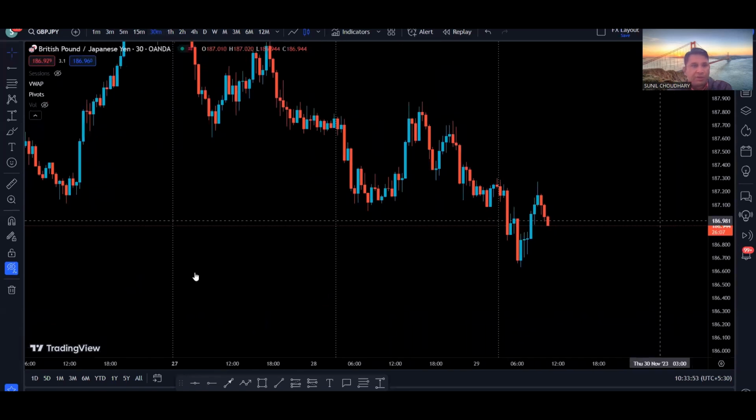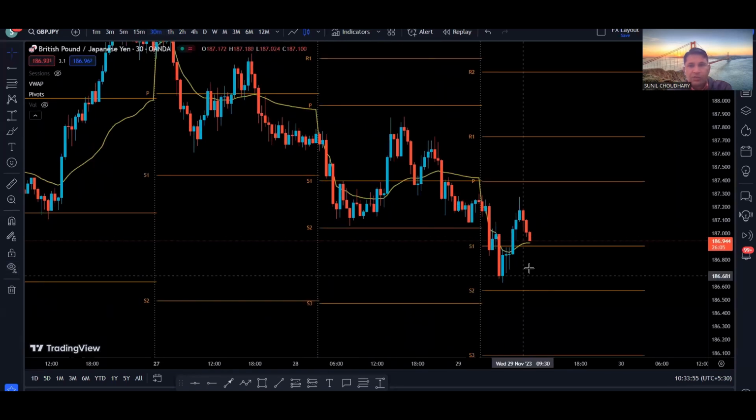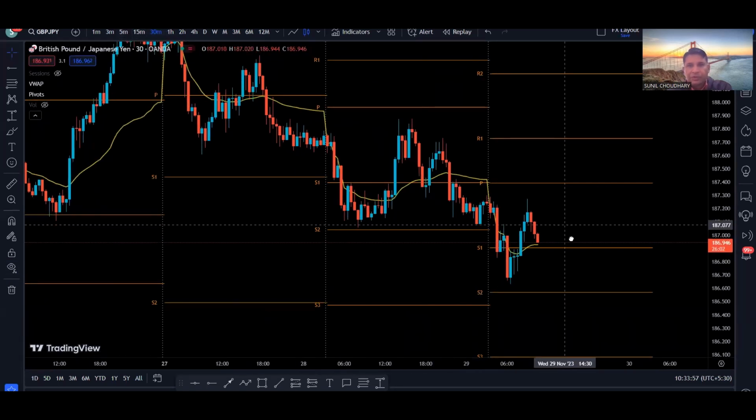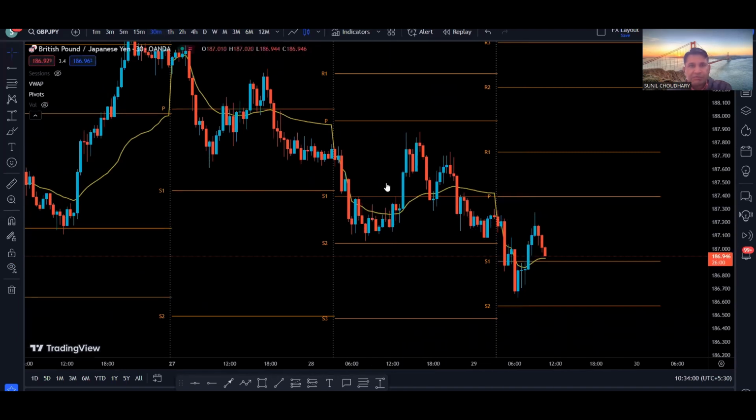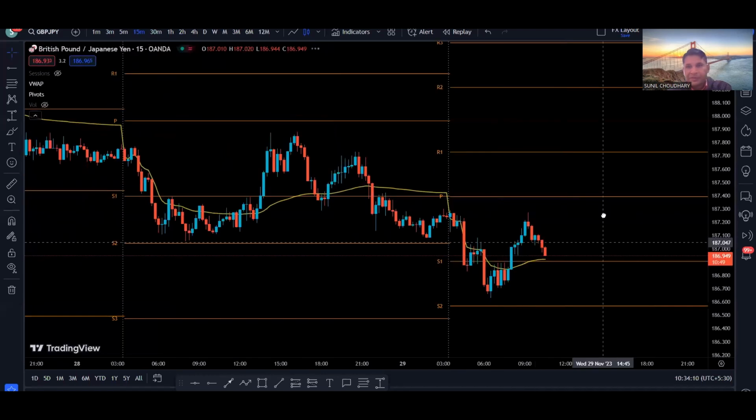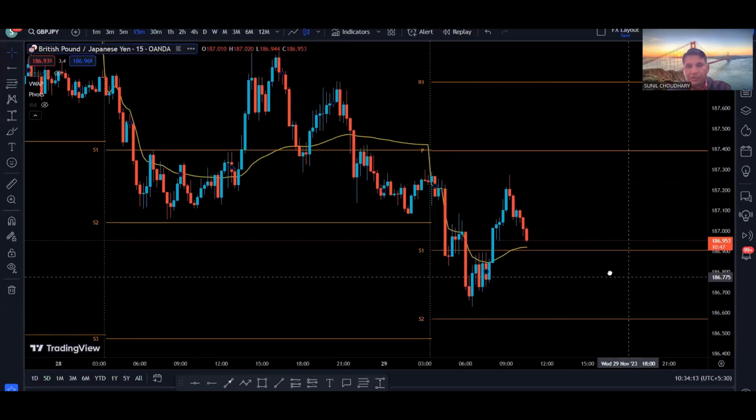On the 30-minute time frame, now let's put our VWAP and pivot as well. On the 30-minute as well, we can see that the price looks bearish as we are making lower lows and lower highs, right? So price is kind of going down. Now let's go to the 15-minute time frame and see what kind of trading opportunity we can look for now.